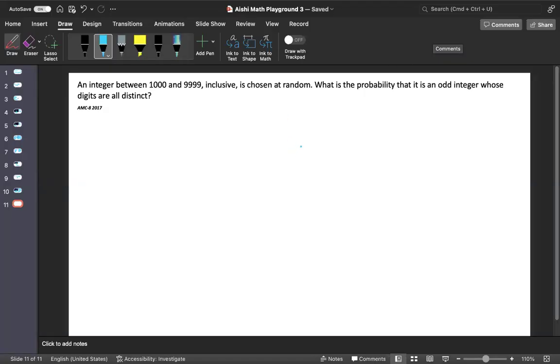Okay, our last question for today. An integer between 1,000 and 9,999 inclusive is chosen at random. What is the probability that it is an odd integer whose digits are all distinct?